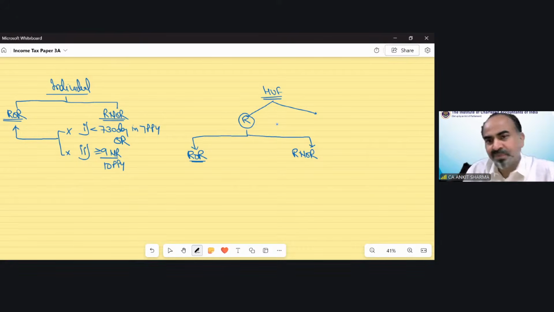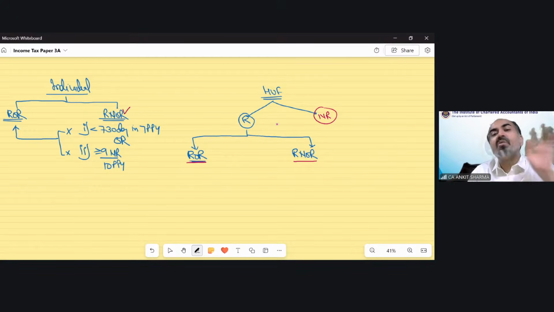The detail has been discussed. Now in the case of HUF, try to decode it. In the case of HUF, they did not explain RNOR. They explain ROR. In the normal case, we explained what is RNOR, and if the condition was not satisfied, then that person would be ROR. In the case of HUF, the reverse has been explained. They have explained what is ROR, and if the condition of ROR is not fulfilled, then it will become a RNOR.